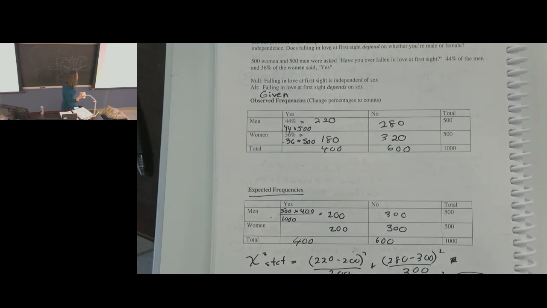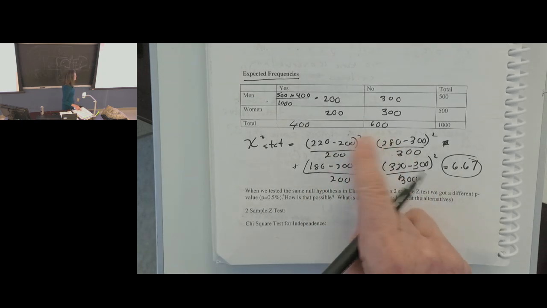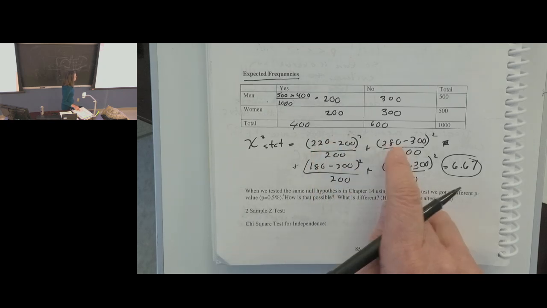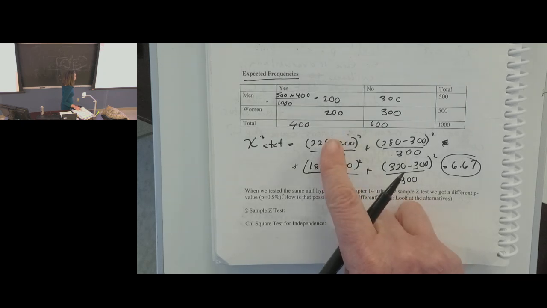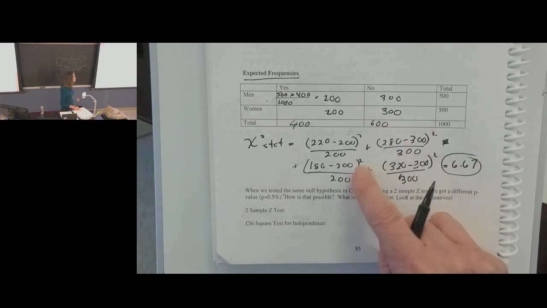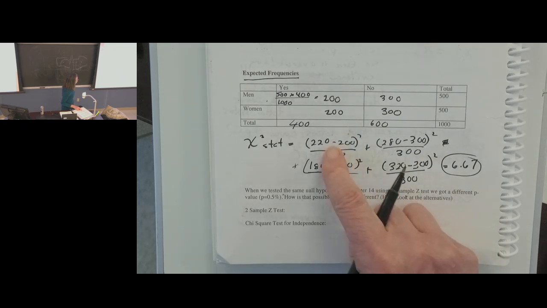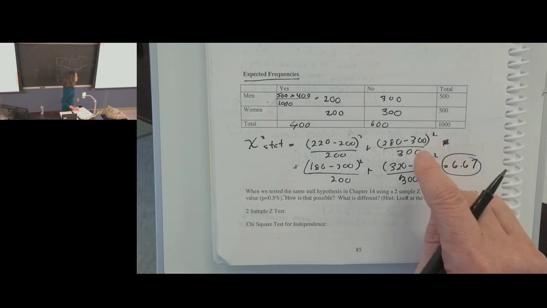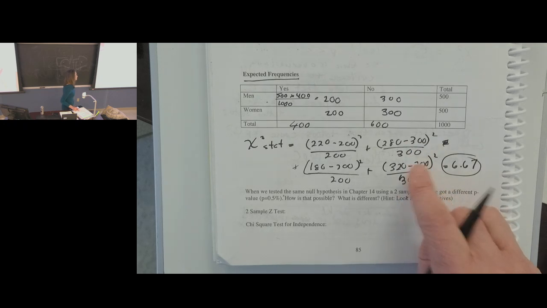Now you can do this. Each one of these differences is 20. So when we square them, we'll get 400 for each one of these. So we get 6.67: 400 over 200 plus 400 over 200, so that's 2 plus 2, plus 400 over 300 and 400 over 300, 1.33 and 1.33.